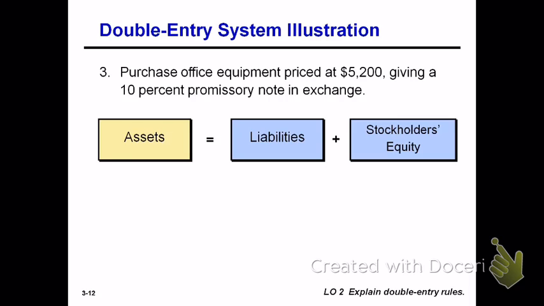Purchase office equipment priced at $5,200, giving a promissory note. So that's the definition of a liability because we have an obligation to give up assets or resources in the future. So assets are going to go up by the value of the equipment because we now own the equipment. Liabilities will increase by the value of the promissory note. And again, assets increase with debits, liabilities increase with credits.